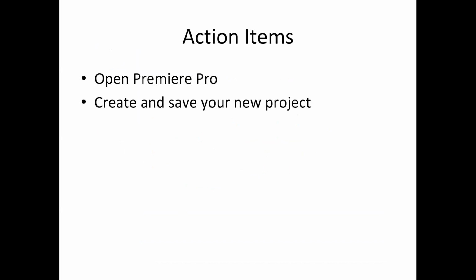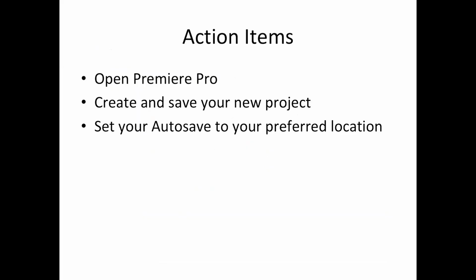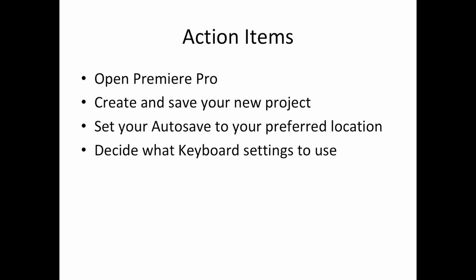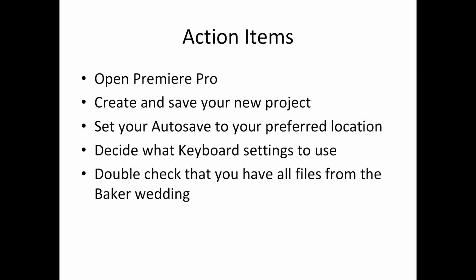Your action items for this project are: open Premiere Pro on your computer, create a new project, making sure to save it in your finished files folder, set your autosave to your preferred settings, decide what keyboard settings you would like to use and set them as such. Last but not least, make sure that you have all of the files from the Baker wedding because we will be using them in the next lesson.